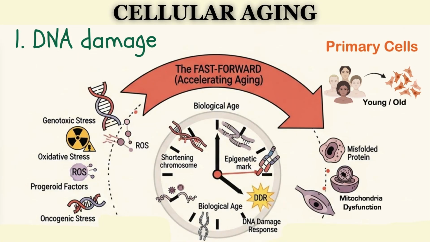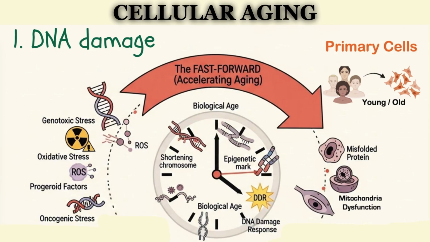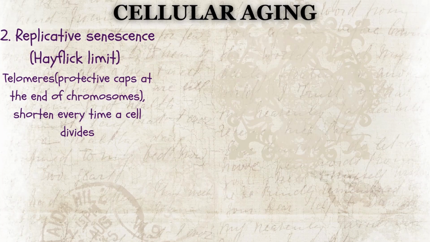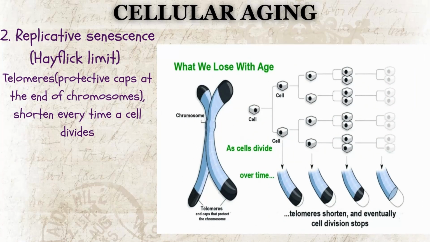DNA damage. A lifetime of exposure to reactive oxygen species, radiation, and toxins causes DNA mutations. The repair mechanisms get slower and make more mistakes. Replicative senescence, the Hayflick limit. Cells have a limited number of divisions.